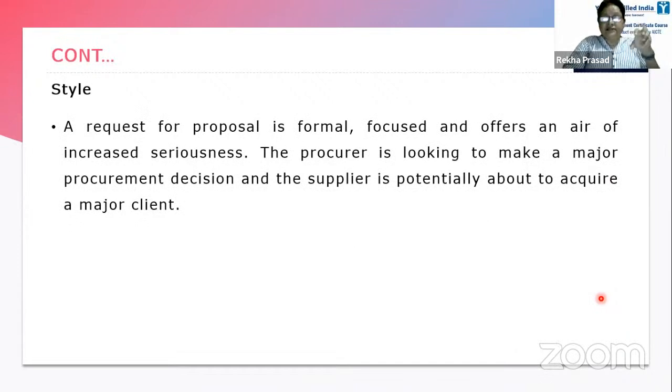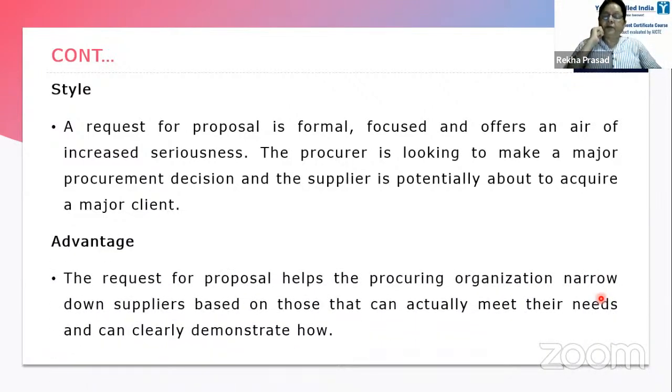So naturally, this is the last thing. So this has to be formal. Informal नहीं है, a formal एकदम. A request for proposal is formal, focused, and offers an air of increased seriousness. The procurer is looking to make a major procurement decision and the supplier is potentially about to acquire a major client. दोनों के लिए it should be formal, because one is making a decision to buy something and another is getting a new client. उसका भी business proposal है, तुम्हारा भी business proposal है. So this has to be formal on terms and conditions.